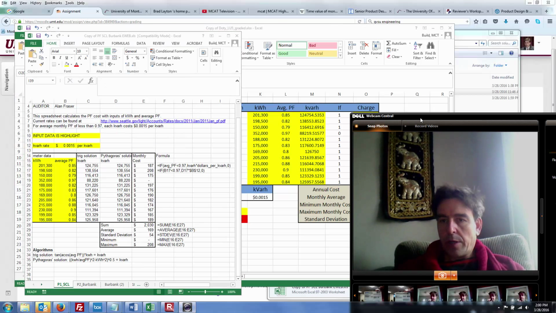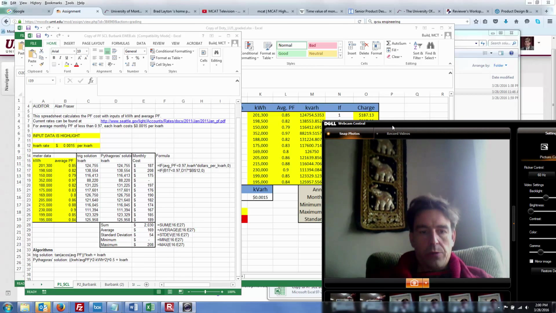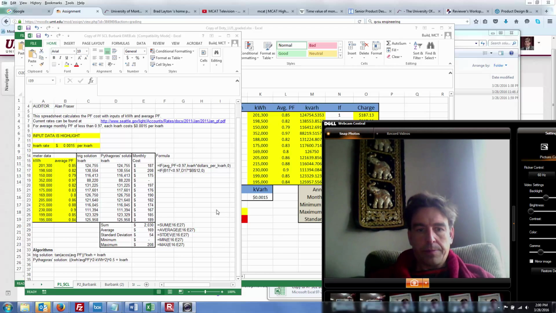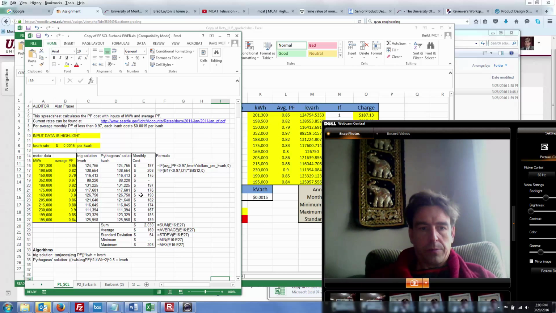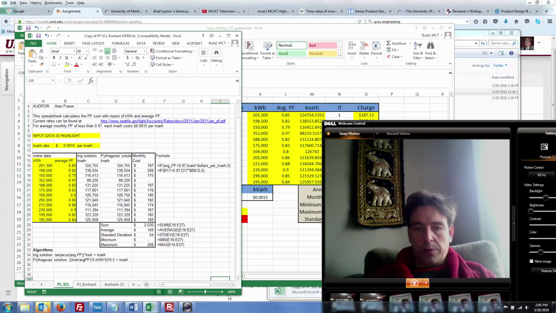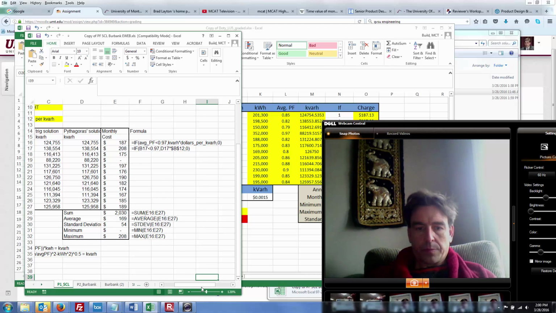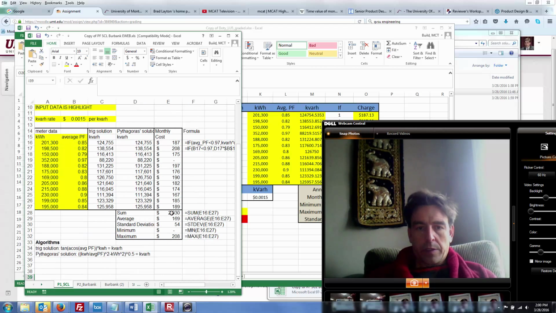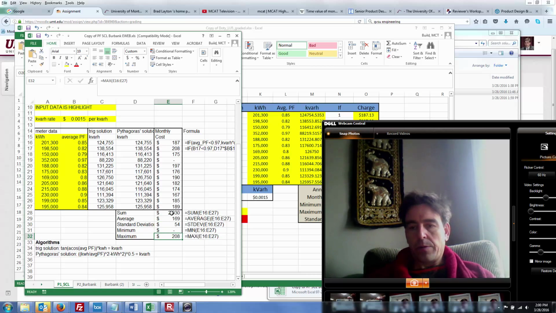Yeah, okay, so here's Fraser's solution for that same problem, and it looks almost exactly like Sean's, so nice job. There it is in all its glory. Got the sum, the average, standard deviation, and the max kVAR h sum.